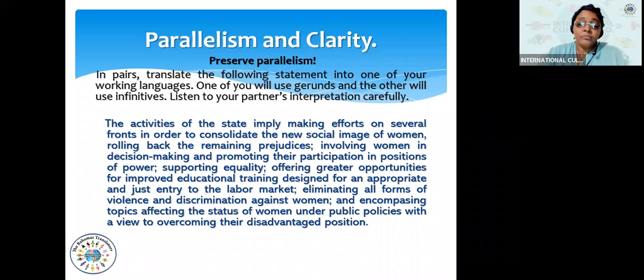So having said that, we are going to work with this text to try to find solutions for cases in which sometimes we might be a little off.